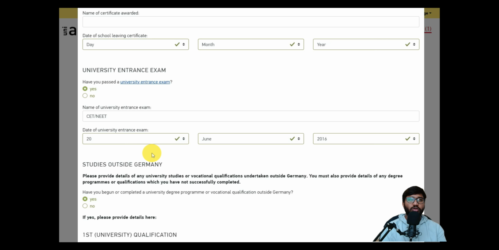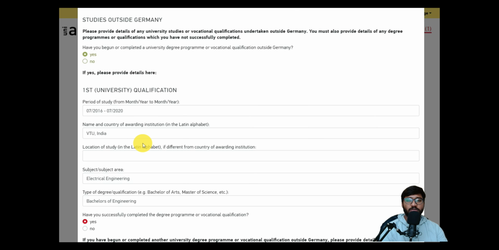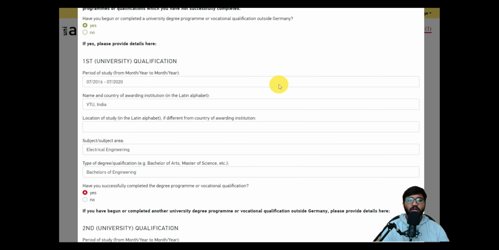So after that, you have done your school and you have taken your university entrance exam. You took the university entrance exam in order to pursue your university. The first university program that you pursued is your bachelor degree. That's the reason you have to mention study outside Germany as your bachelor. So have you begun or completed a university educational program outside Germany? Yes, we have done it. Which degree have we done? We have done our bachelor degree. The bachelor degree usually takes place over 4 years.